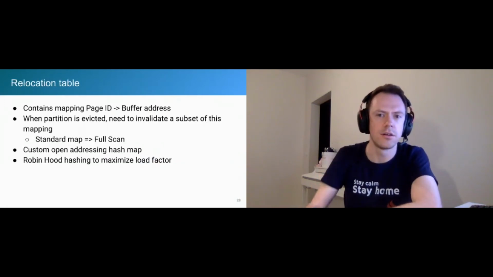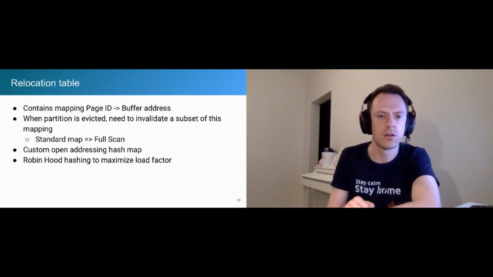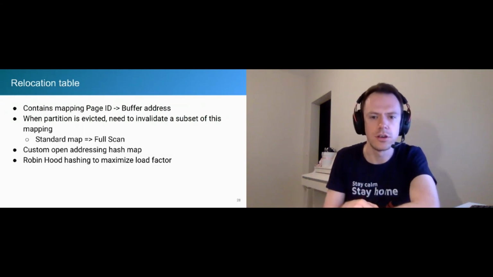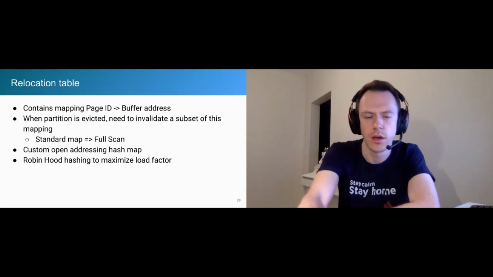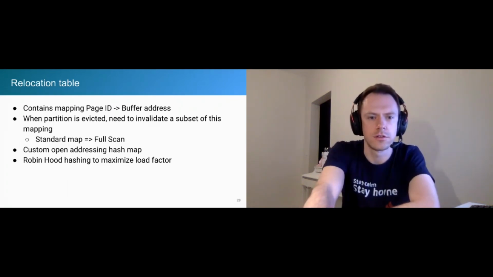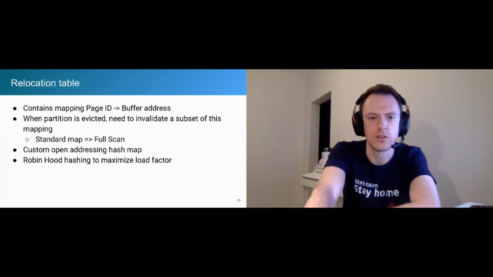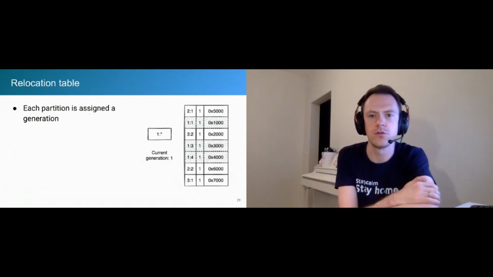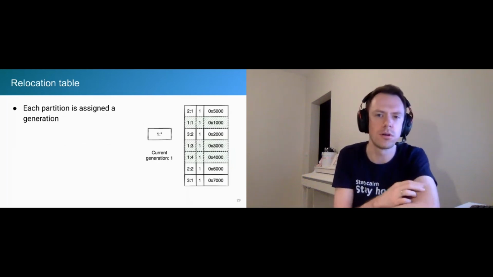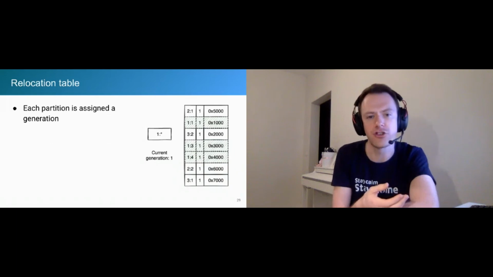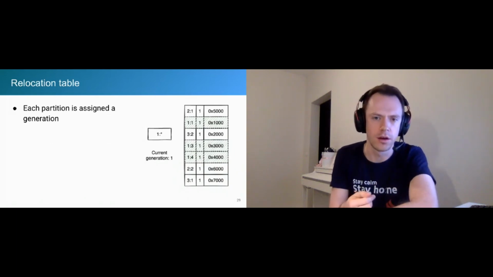And finally, an interesting part of the implementation is the relocation table, which holds and translates the page IDs to page buffers, as we saw before. One of the important operations for this table is again partition eviction. If we were to evict a partition from a simple hash table, we would need to scan the whole partition, which again may be a long operation.